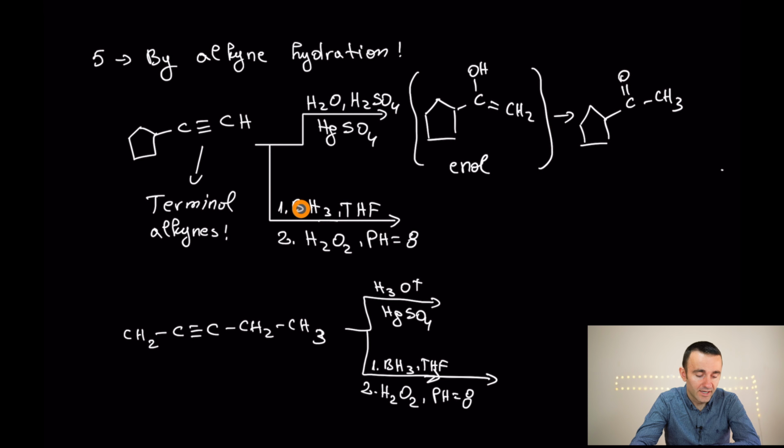In the case that you have an anti-Markovnikov reagent, BH3 in THF, followed by hydrogen peroxide at pH 8, you're going to yield an aldehyde, the anti-Markovnikov product.